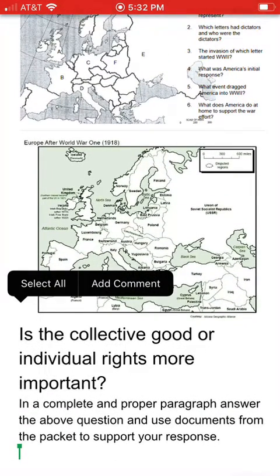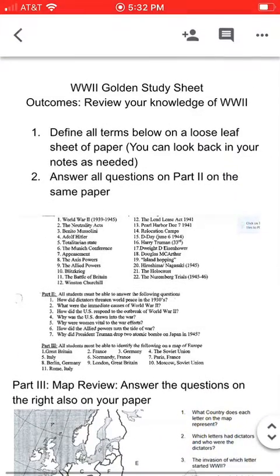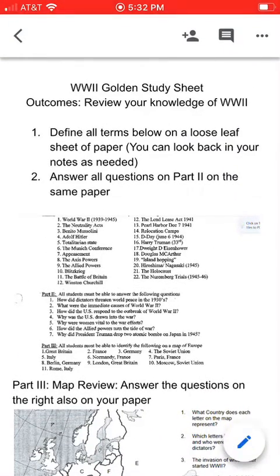In a complete and proper paragraph, answer the above question. And use documents from the packet to support your response. This will be the question you'll also answer on your test for the paragraph. So just kind of a practice. So today is all about practicing for your test, making sure you know all of this stuff.